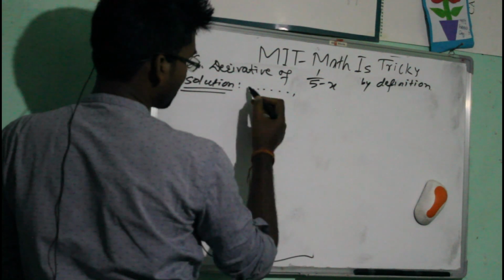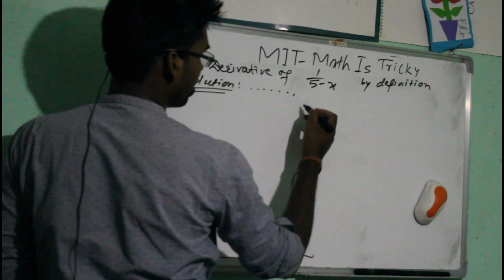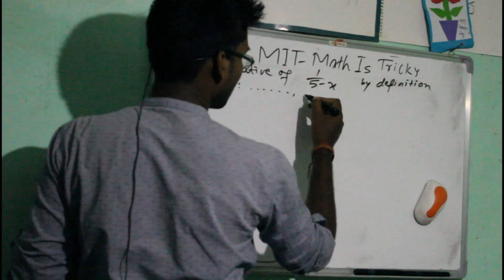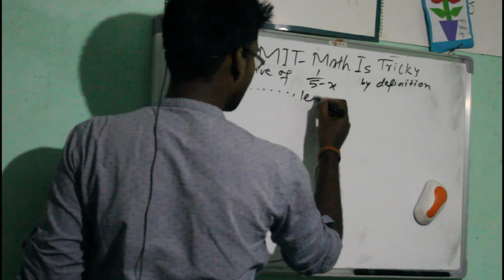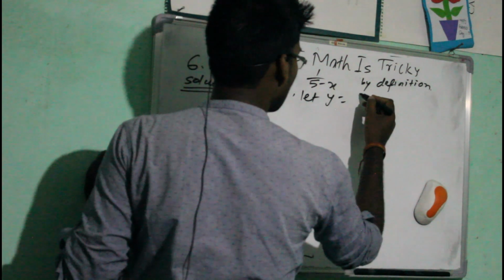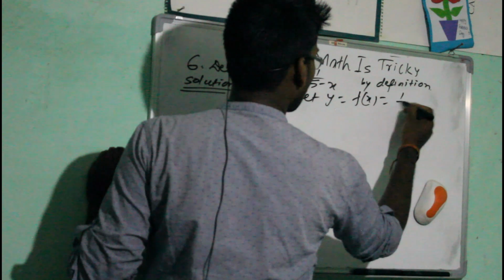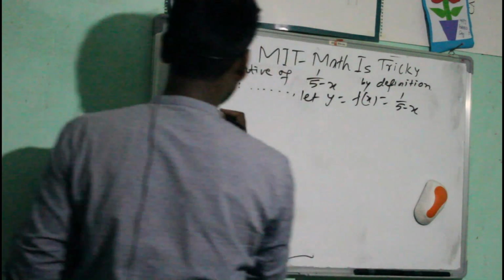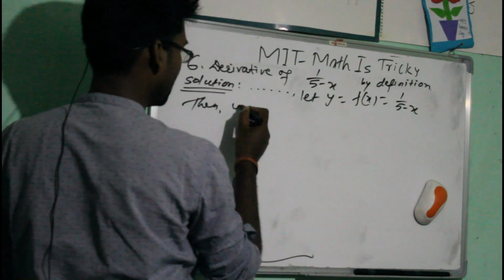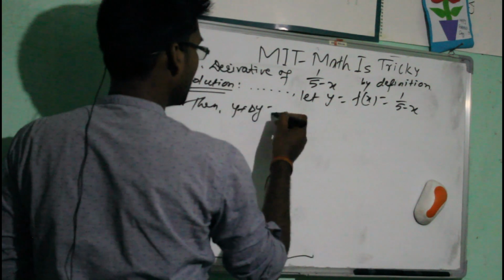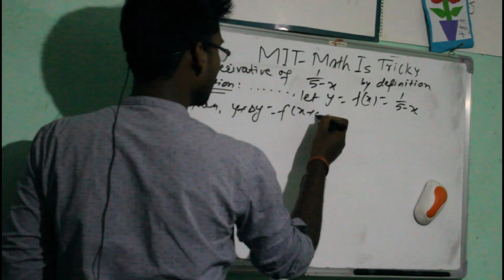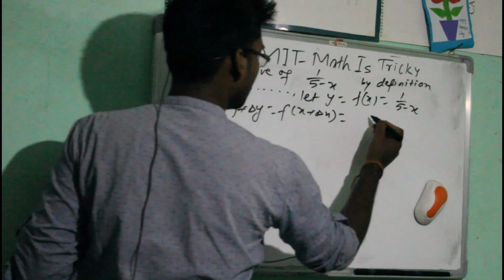Okay, so the first line will be here. The language you can copy from my previous videos, or write by yourself, and then let y equals f(x) equals 1 by 5 minus x. Then the line is the same: y plus delta y equals f of x plus delta x. So simply, it will be how much?